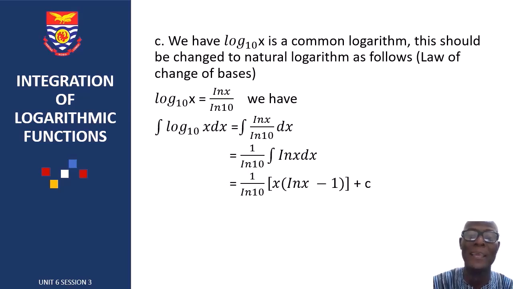But the ln 10 is a constant, so therefore 1 over ln 10 should be brought out. So we have 1 over ln 10 multiplying the integral ln x dx. But we saw earlier on that the integral ln x dx is x into braces ln x minus 1 plus c. So we multiply the constant 1 over ln 10 by into square bracket x into braces ln x minus 1 and plus c.